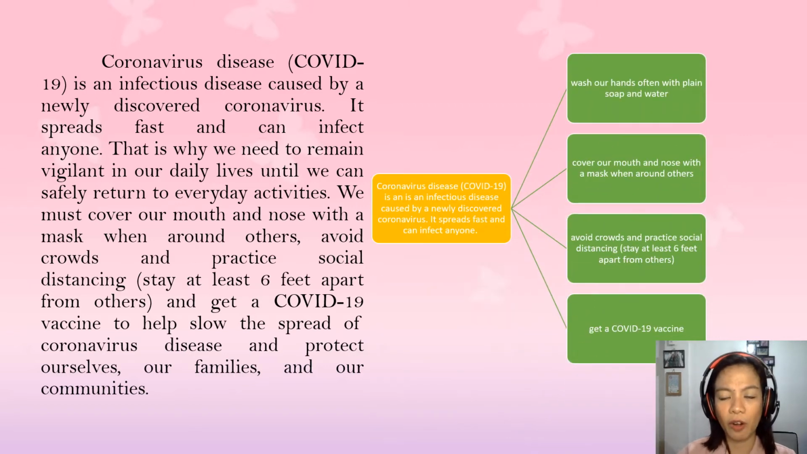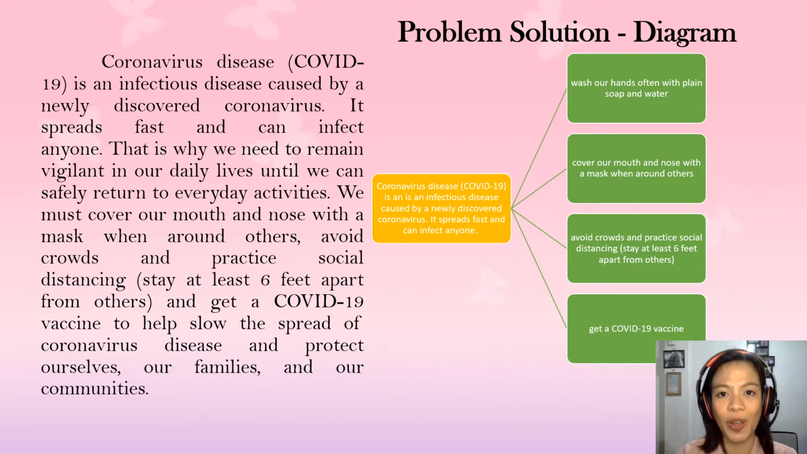This is the graphic organizer used. What kind of graphic organizer is this? That's right. That's a problem-solution diagram. We have here in the yellow box the coronavirus as the problem, and then wash our hands and so on in the green box as the solution.